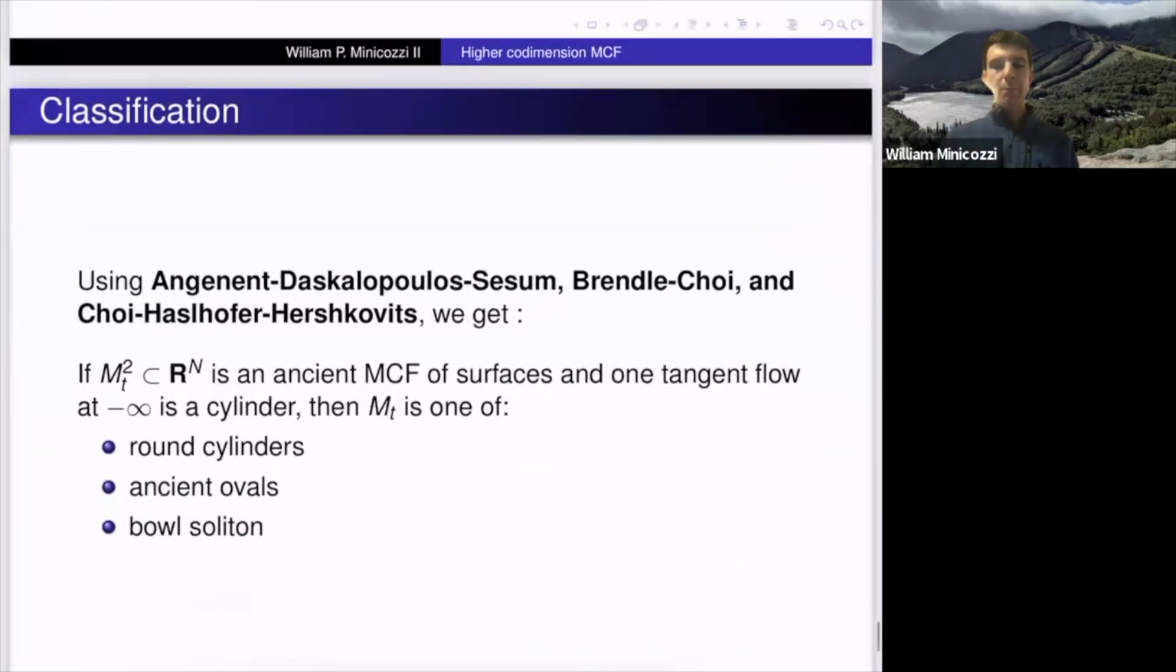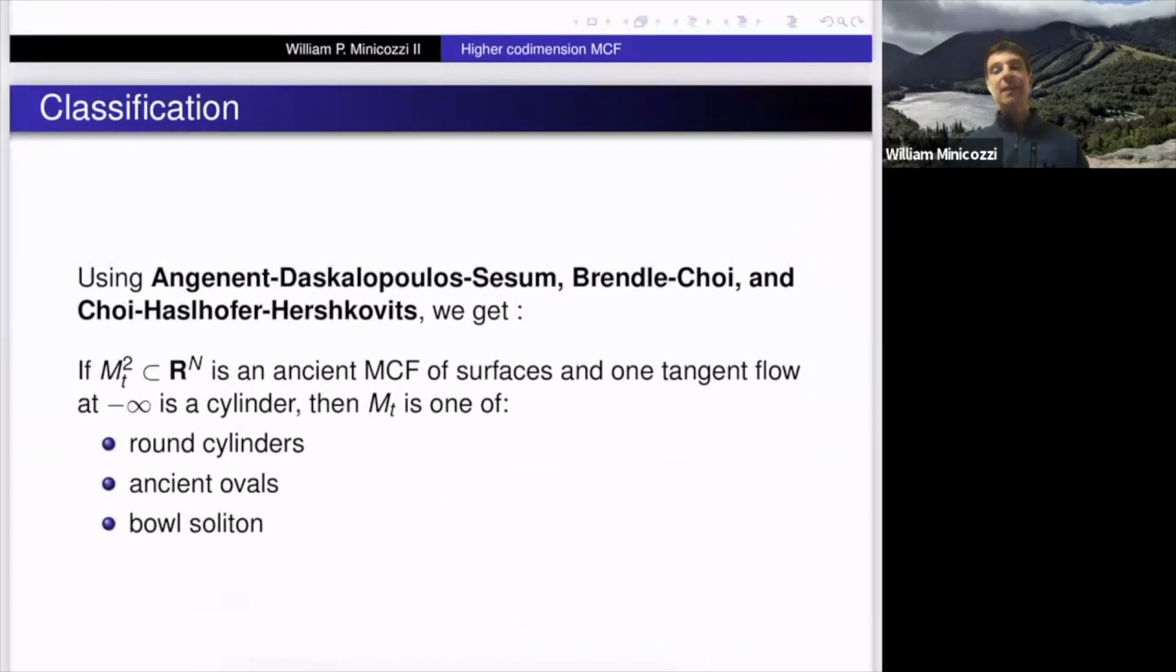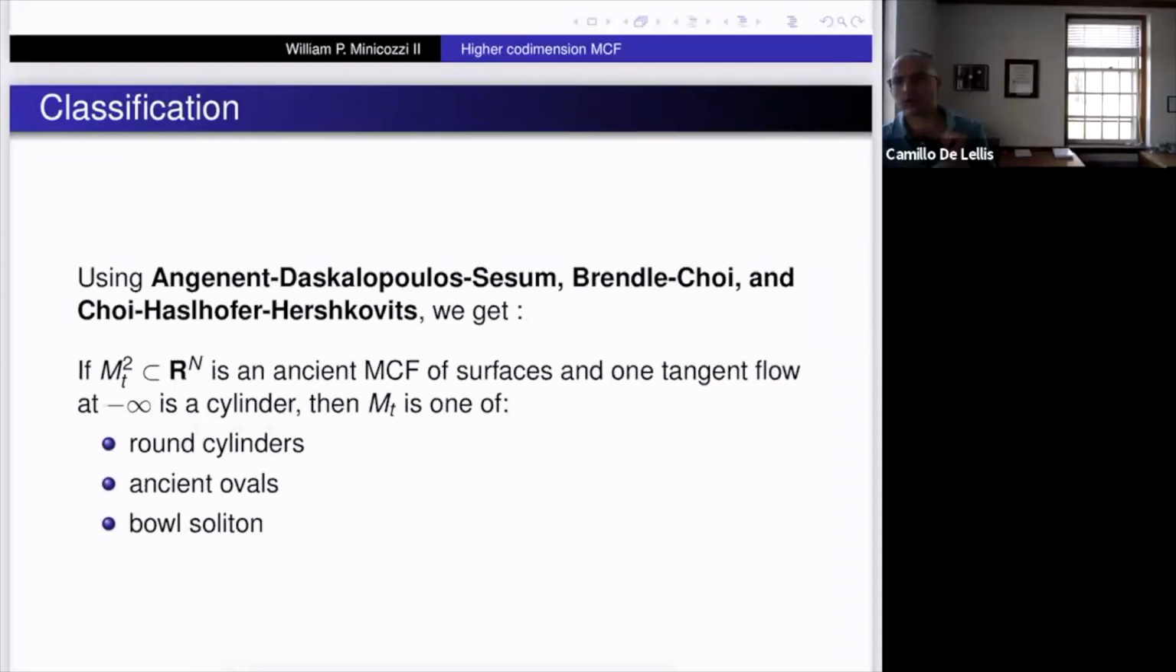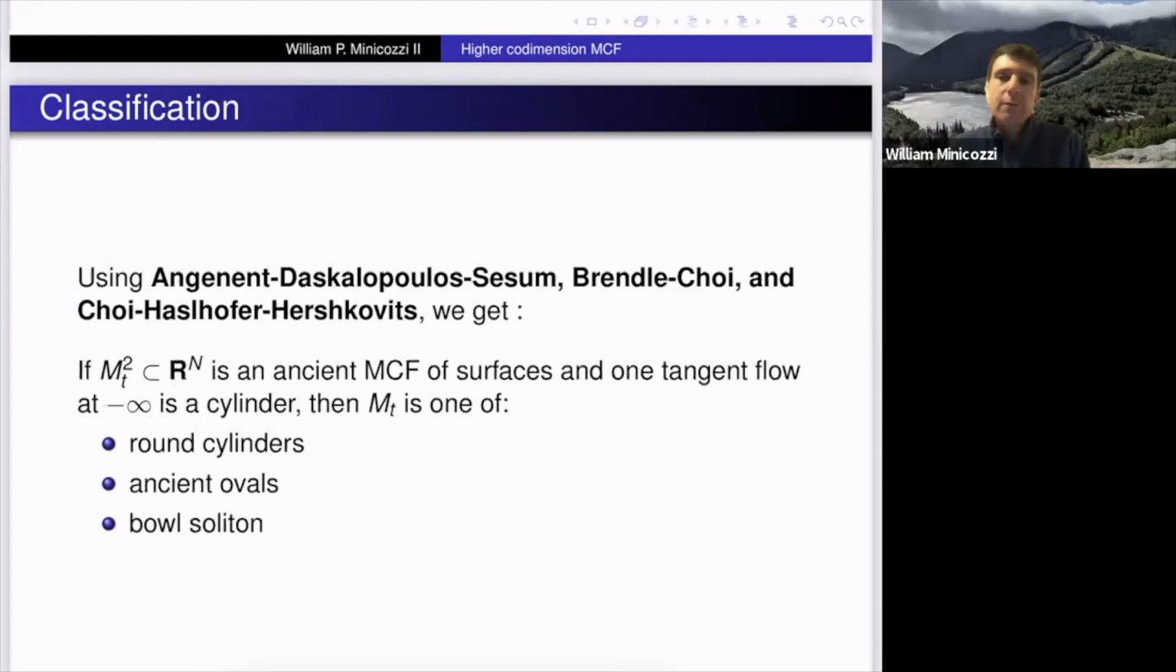So there's been a big industry in terms of classifying these ancient solutions: Angenent, Daskalopoulos, all the names I have here. They were all interested in codimension 1 because that's where the techniques could apply, and we're able to show that all of their results can be extended to arbitrary codimension. Okay. Do you get uniqueness of these cylinders once you have this rigidity theorem? We do, in a different paper. We are able to prove the uniqueness of these cylinders. Okay.